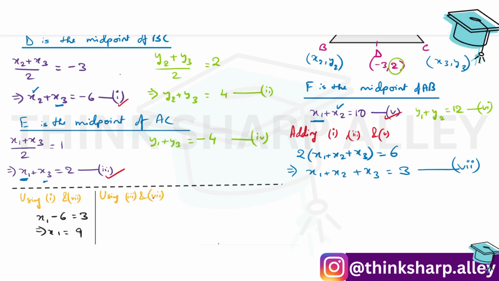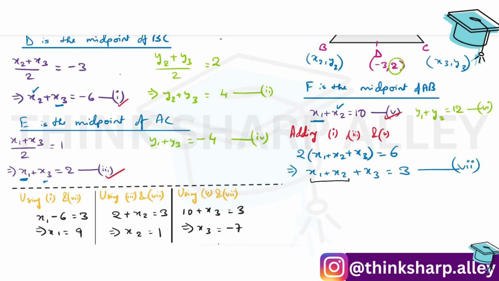Similarly, using 3 and 7, I have x1 plus x3. In place of x1 and x3, I'll put 2. So I have 2 plus x2 is equal to 3. So that gives me x2 is equal to 1. And finally, using 5 and 7. 5 says x1 plus x2. In place of x1 and x2, I'll put 10, plus x3 is equal to 3. So that gives me x3 as minus 7.